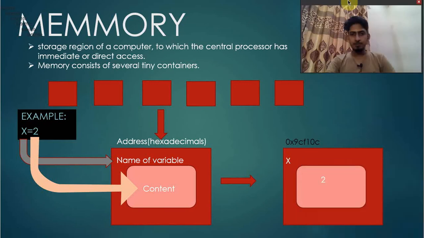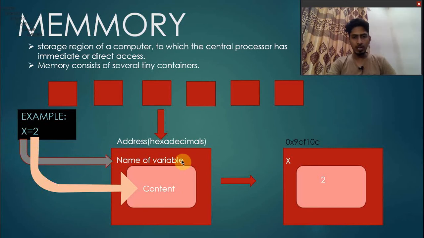And here we have it. If I say x is equal to 2, x is the name of the variable, 2 is the content of the variable, and this address is the address of this container which I have gotten from the memory. Here is the complete example. The address is hexadecimal. In memory we use hexadecimal addresses because binary addresses are too large to accommodate, so we use the hexadecimal form. This is the name of that variable x, and this is the content of that variable.